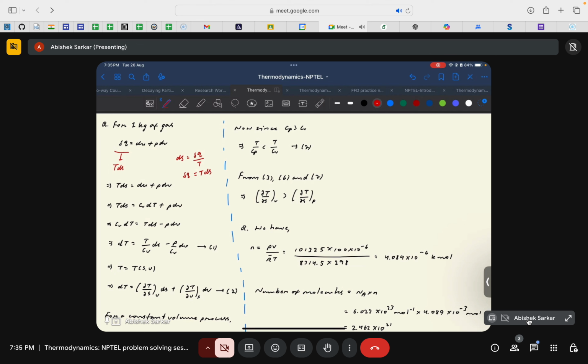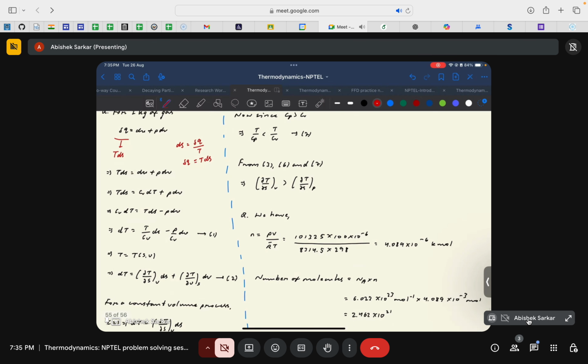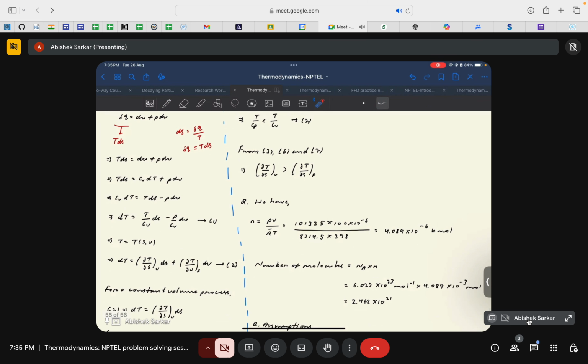Okay, for a reversible process, dq becomes equal to Tds, which equals du plus pdv. The other terms remain the same. Now du becomes Cv times dT for an ideal gas, so Tds equals Cv dT plus pdv. Now we can write Cv dT as Tds minus pdv. Take pdv to the left-hand side, just a simple change of signs. Then if we divide all the terms by Cv, you will get dT as T by Cv ds minus p by Cv dv. That's equation number 1.